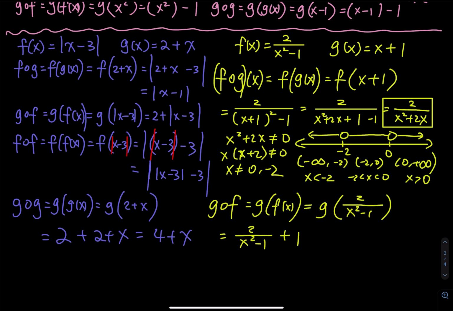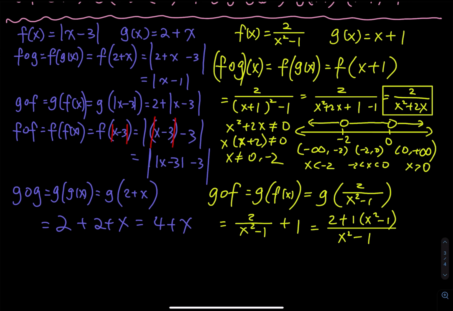And then for the domain, you can just say that this denominator cannot be equal to 0. Even though you put them in one fraction, that doesn't change anything. x squared minus 1, so this is 2 plus a common denominator, right? So 1 times x squared minus 1. Even though you do that, that doesn't change the domain.